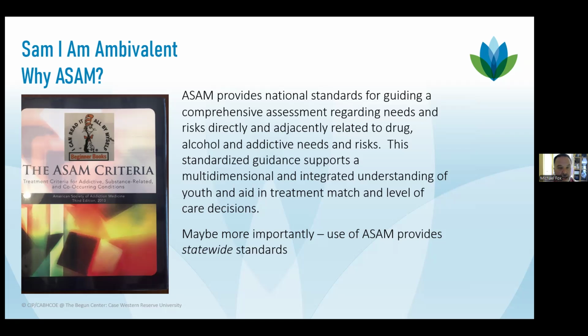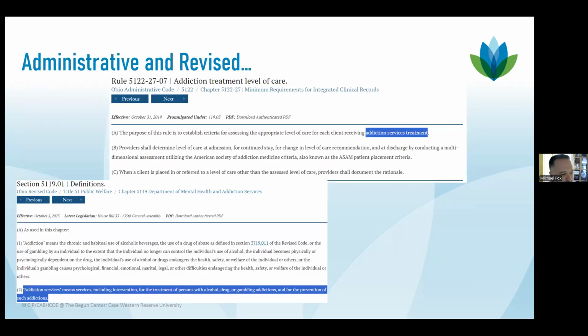In addition to that benefit, it's also required in Ohio for any level of intentional substance use work. If you're familiar with the different codes, there's the Constitution, then the revised code, and then the administrative code. This is laid out in the administrative code: if we're doing any kind of addictive work, really just around level of care placement decisions, we're required to use the ASAM conceptualization and tools.